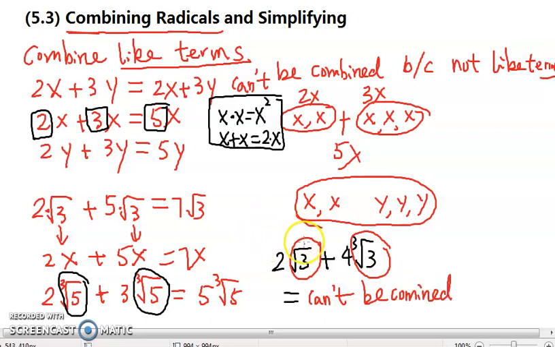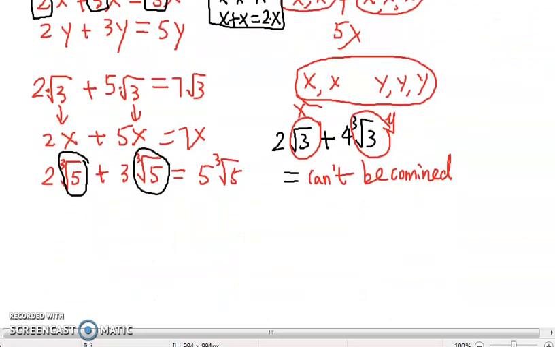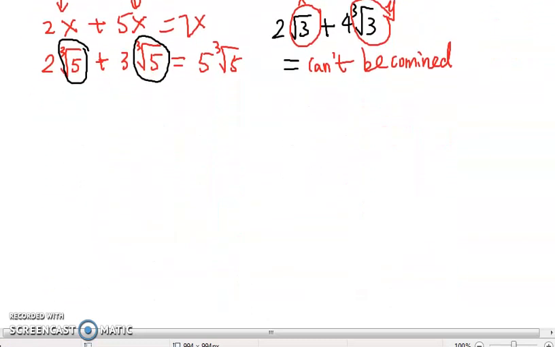Because if you use a variable x to represent square root of 3, then cube root of 3 is a different radical, so you have to use y. So it's like adding 2x plus 4y, 2 copies of x plus 4 copies of y, you can't combine anything. So that's the same idea. Okay, next, we can look at an example.